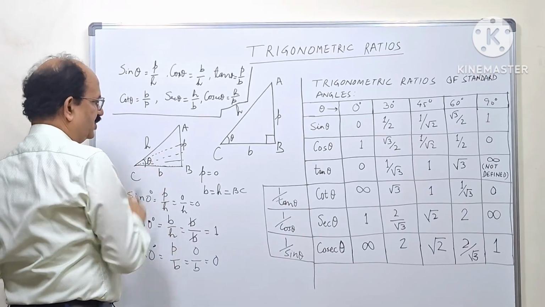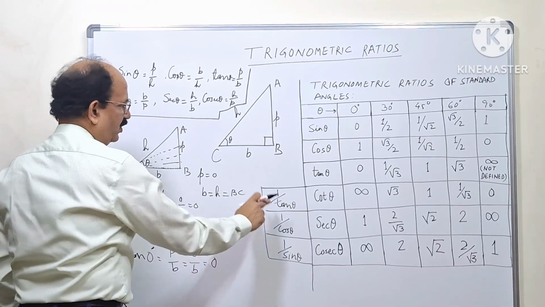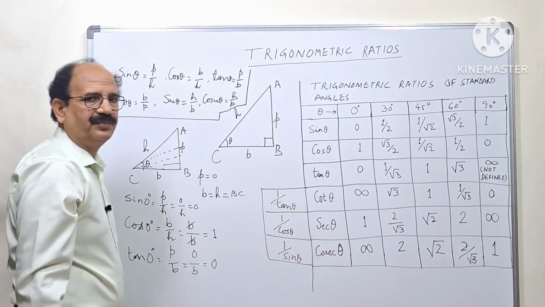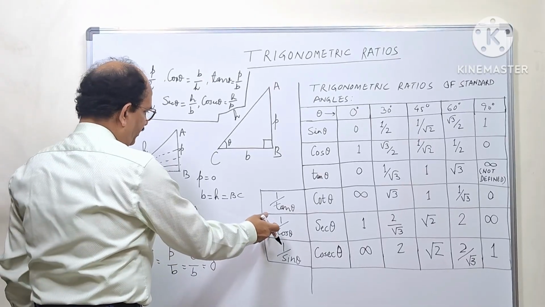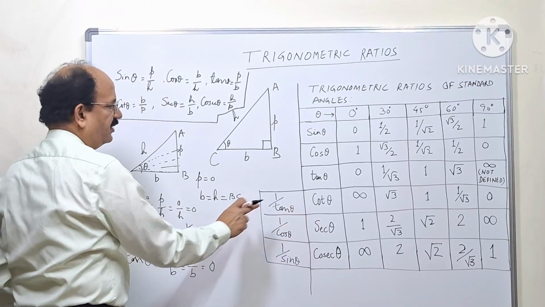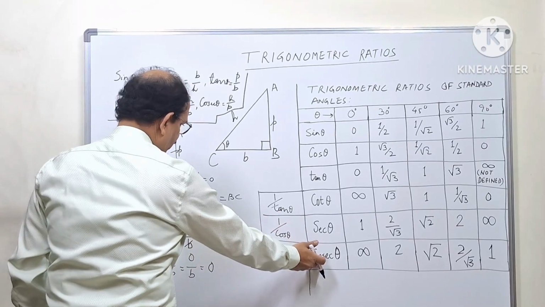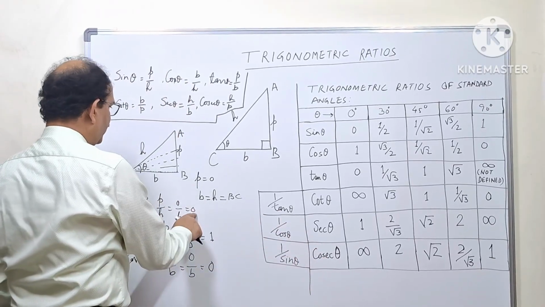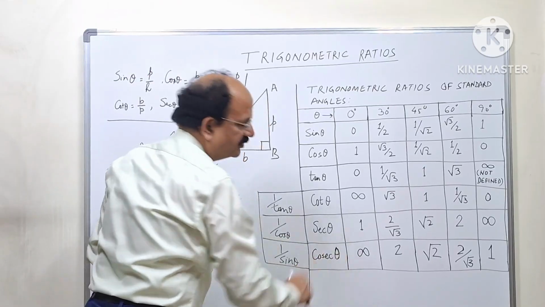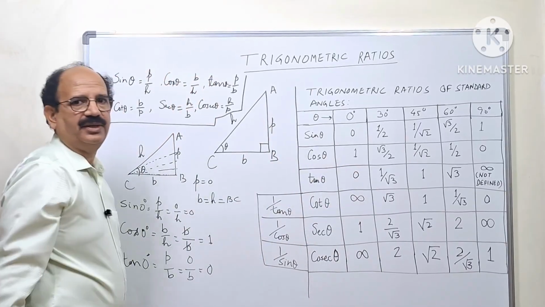Now, for 0 degree, to find cot theta, it will be 1 upon tan theta, which is 1 upon 0. Now, anything divided by 0 is undefined. Similarly, if I have to find sec 0, then it will be 1 by cos 0. Cos 0 is 1. 1 by 1 is 1. Likewise, cosec 0 is 1 by sin 0. Sin 0 is 0. So 1 by 0, anything divided by 0, is undefined. So that's how you get all the ratios of 0 degree.